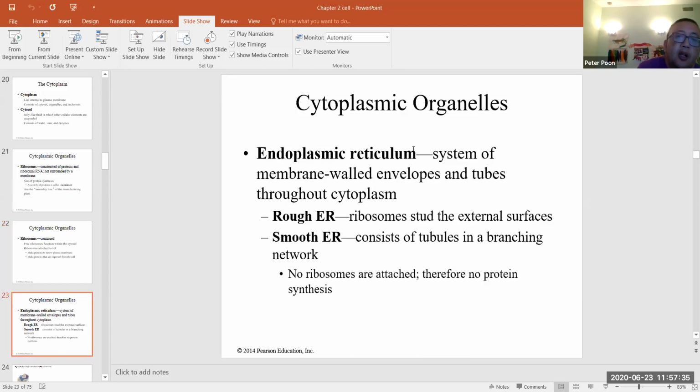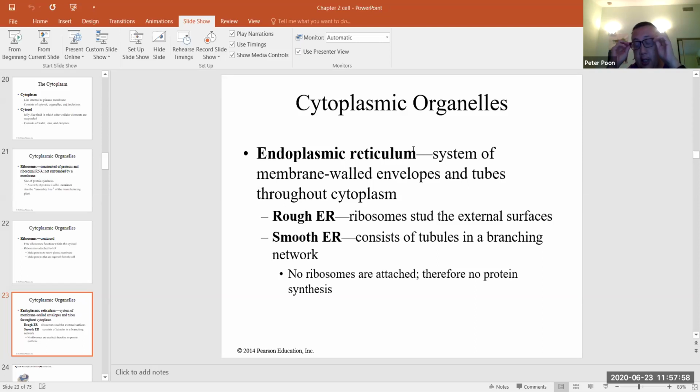The endoplasmic reticulum. Endoplasmic means inside the cytoplasm. Reticulum is a series of membrane-walled envelopes and tubes. There are 2 types of ER. ER can be either rough or smooth.